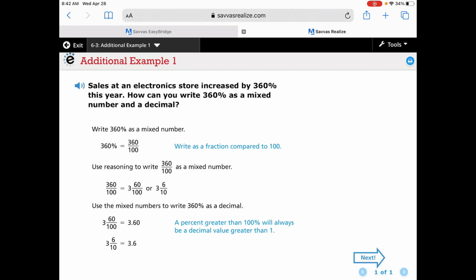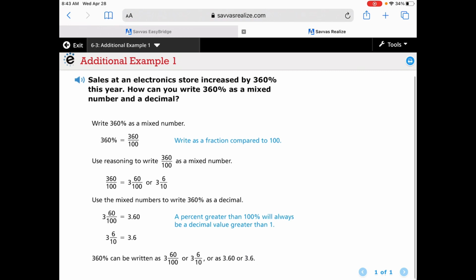And then the other way is simply just sliding twice to the left, which is 3.6. Okay, so there we go. Those are two versions.